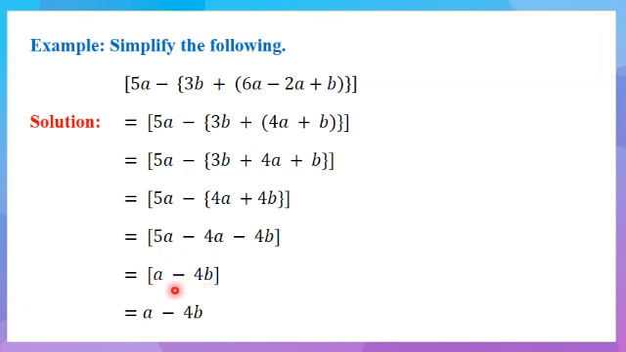And now we are observing that these two are unlike terms, the two different variables. So we will write them as it is, a minus 4b. So this is the answer.